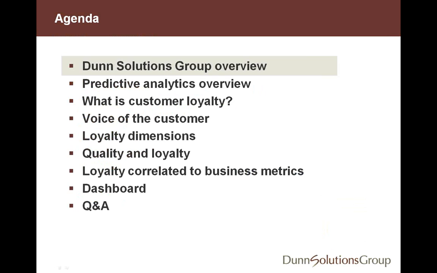Here is a look at our agenda for this one-hour webinar. We'll start by telling you briefly about Dunn Solutions Group and our business intelligence and predictive analytics expertise. We'll provide a quick overview of BI and predictive analytics, discuss customer loyalty, how to measure it and what it means today, talk about the customer and how to know what they want, then go deep into customer loyalty and how you can use it to improve your bottom line. At two different spots, we'll show you how to use SAP Business Objects Predictive Workbench to do critical customer loyalty analysis. And then we'll finish up with Q&A.